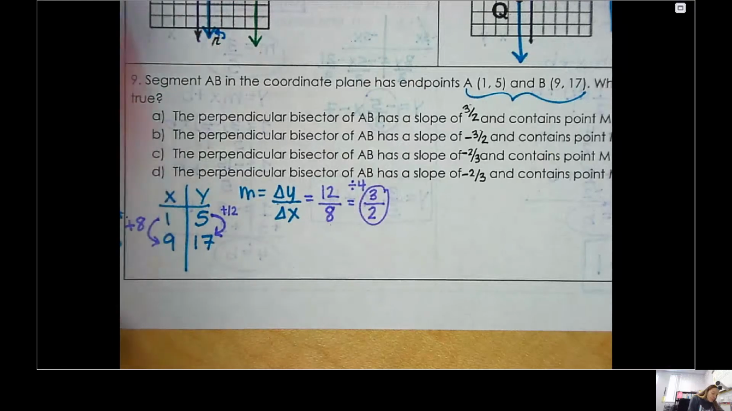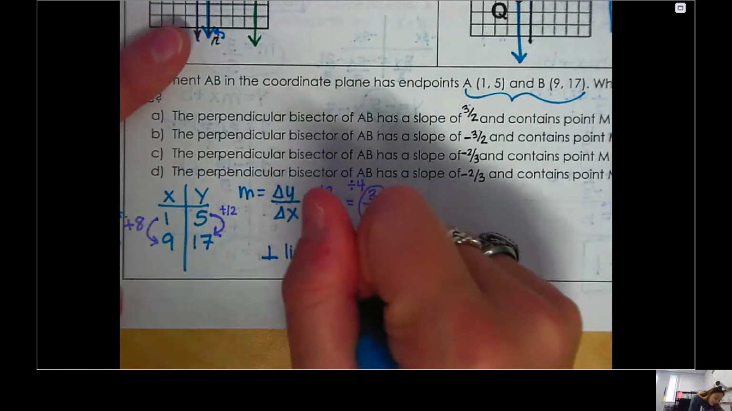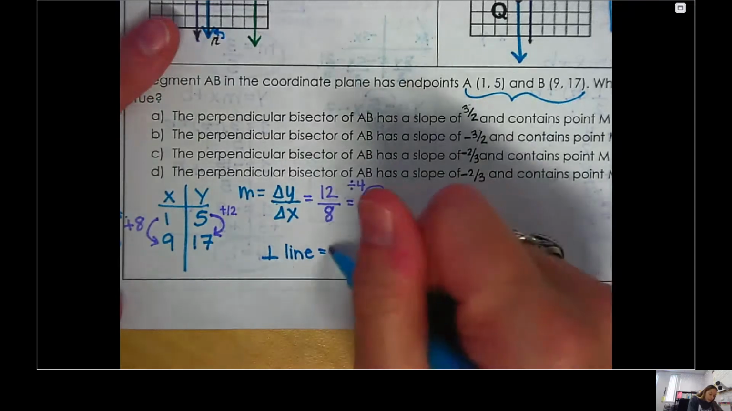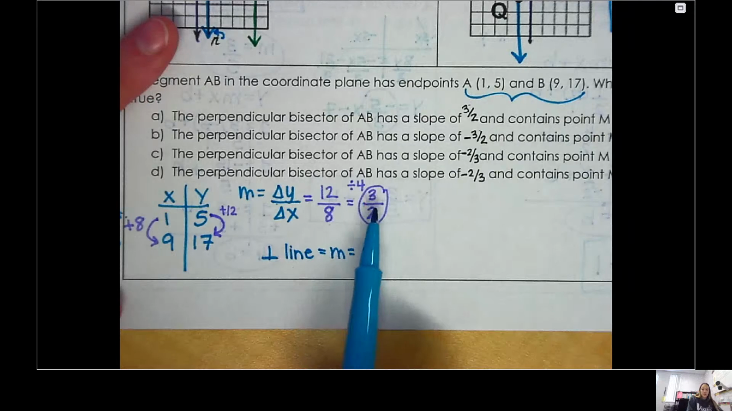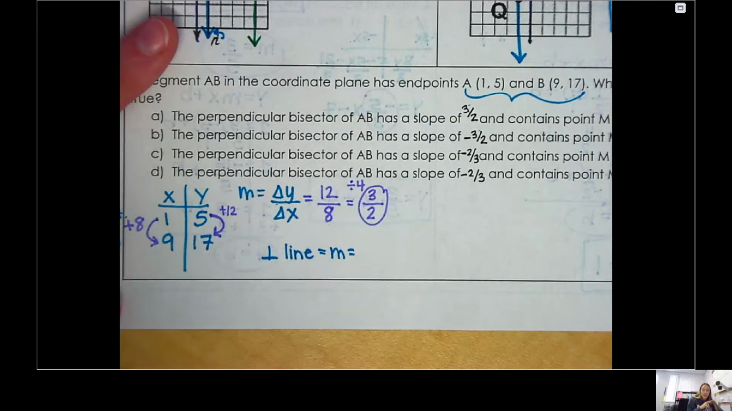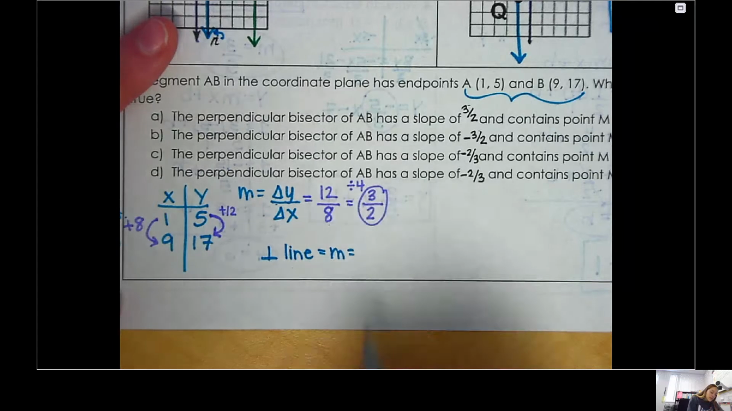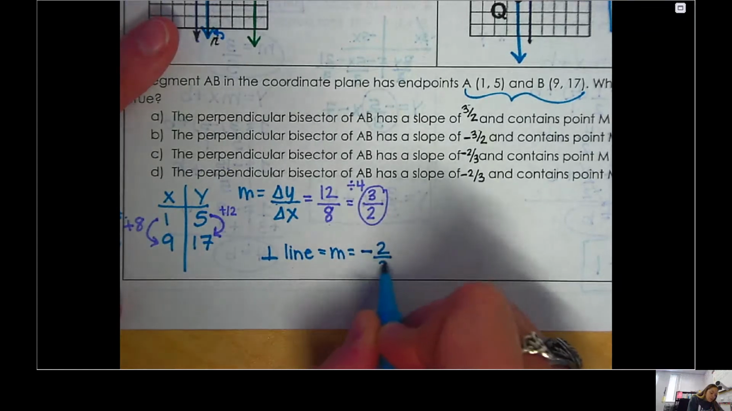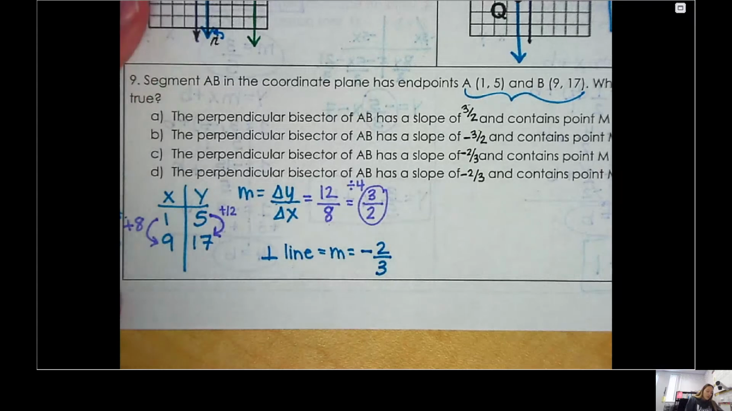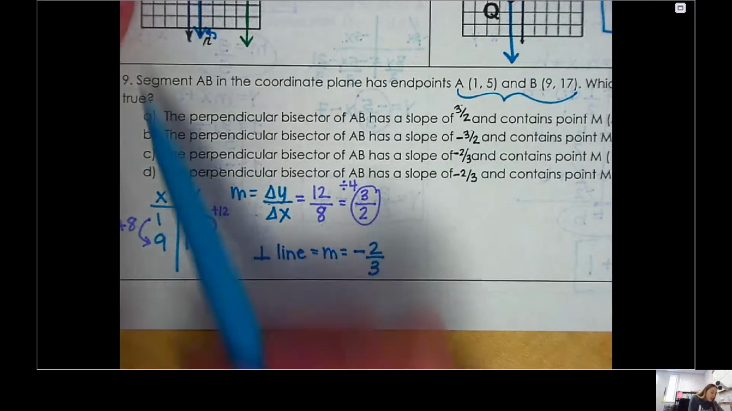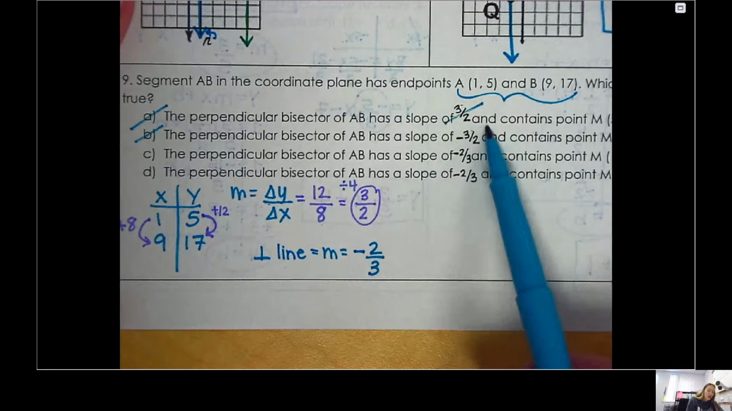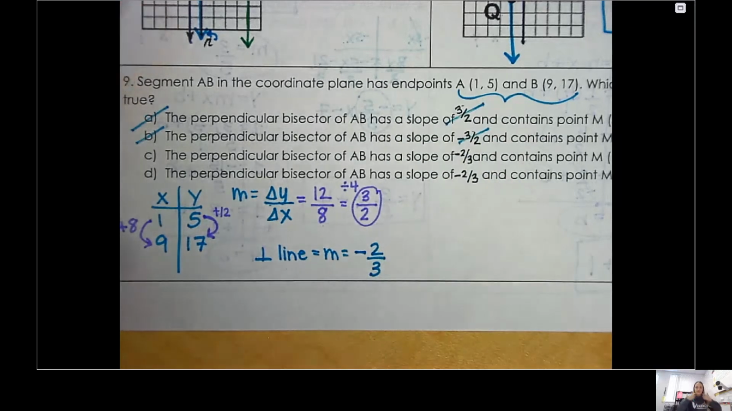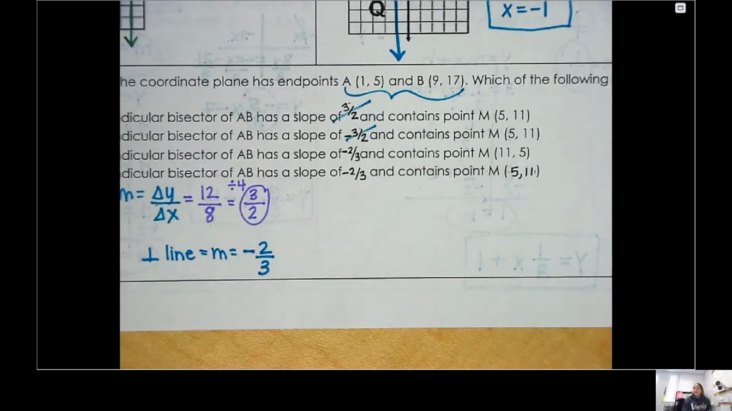Now, if I want a perpendicular line, that means the slope has to be the opposite reciprocal. So I'm going to switch them, and then I'm going to change the sign. So this is a +3 over 2. I'm going to make it a -2 over 3. So the slope for the perpendicular line has to be -2 over 3. So already by looking at this problem, I know A is wrong and B is wrong because these are the wrong slopes. Now, all I have to do is figure out which one of these points is going to be on the line that's given to me.